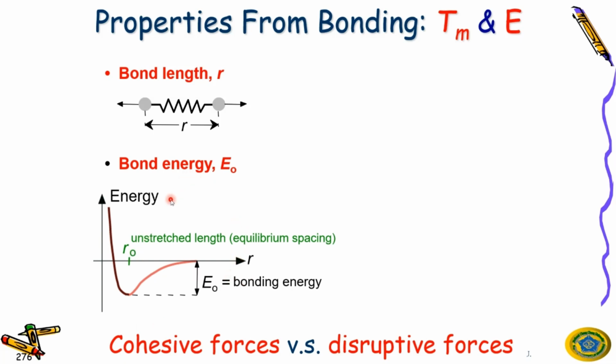So you can also use these figures to explain this. The bonding energy is the lowest, so you get the most stable state in this place, right? And this is called what? R0 is what? Equilibrium spacing, right? This is bonding energy. The distance between 2 molecules or 2 atoms or 2 species is called equilibrium spacing.